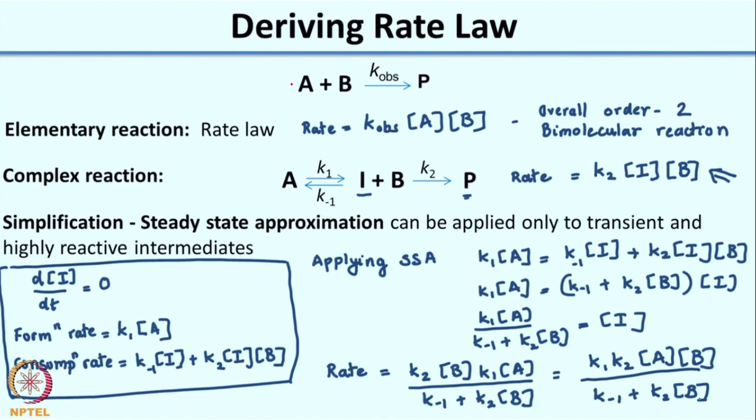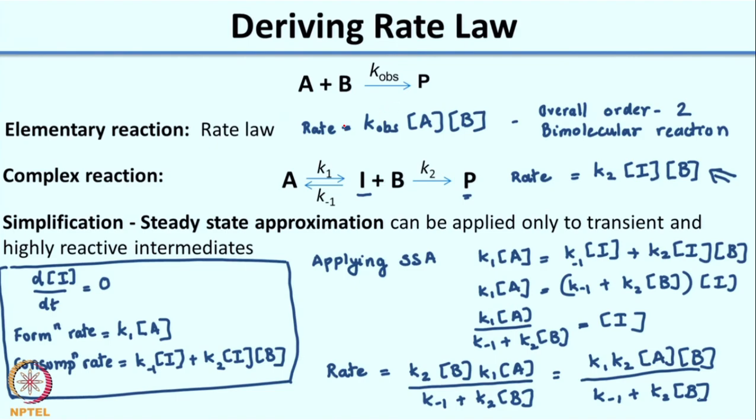You can see here this is a simple reaction, A plus B, with k observed as a rate constant, which will give a product P. There are different types of reaction, all of you know that. First, we will start with the easiest reaction, that is called elementary reaction. Elementary reaction means a single step reaction, like SN2 or other reactions, where both the reactants participate together to get the product.